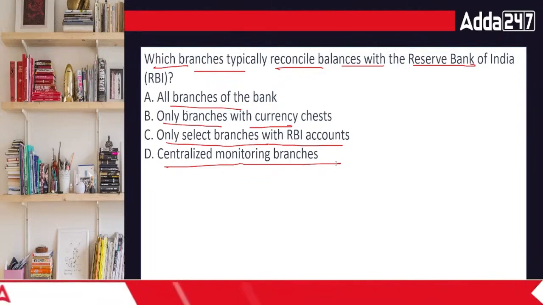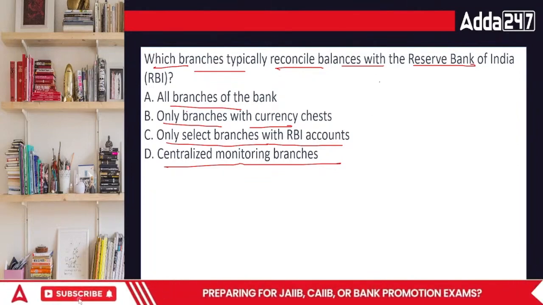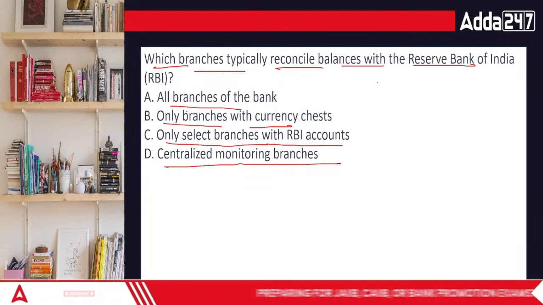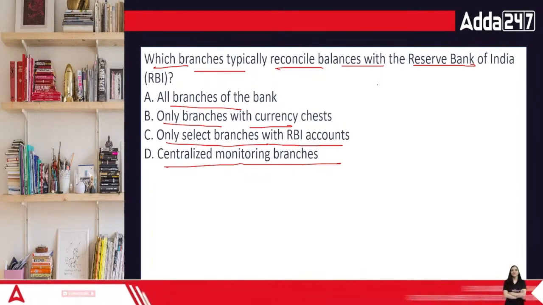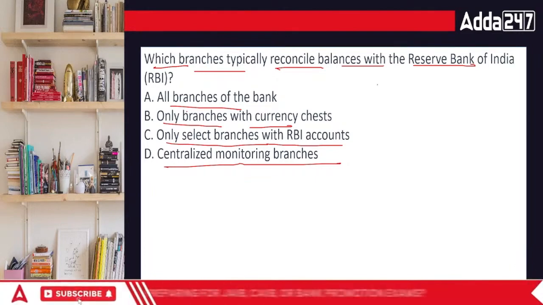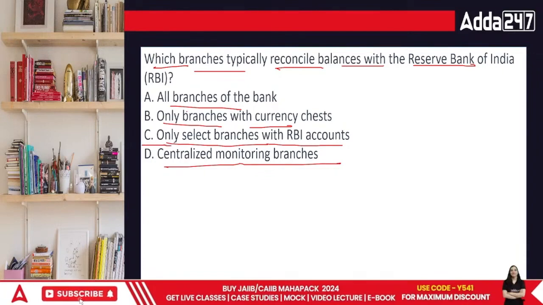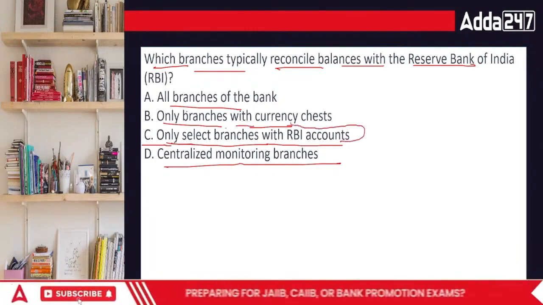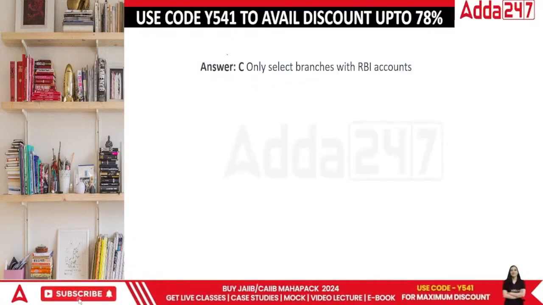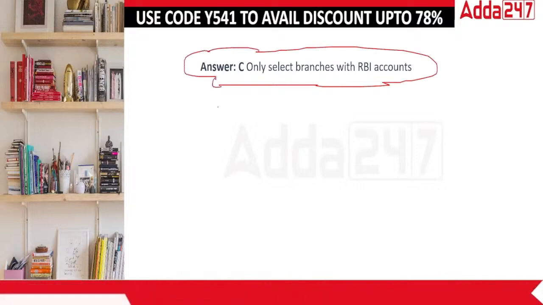Anybody who has a transaction with RBI will say yes, I sent RBI 10,000 rupees, and even RBI will say yes, I received 10,000 rupees from this bank. So technically, where you have a transaction with RBI only, then it has to be only select branches with RBI accounts. So only that specific branch which has an account with RBI is included in reconciliation. Done, everyone?